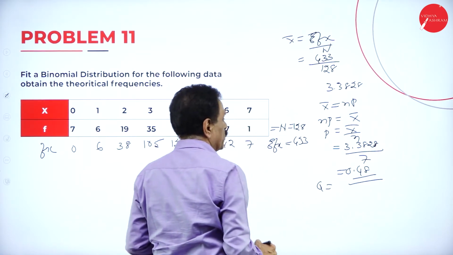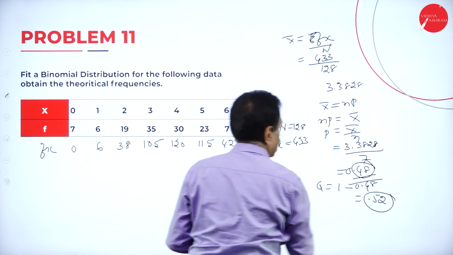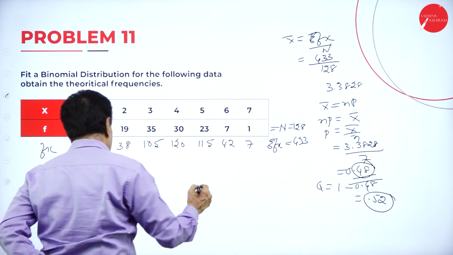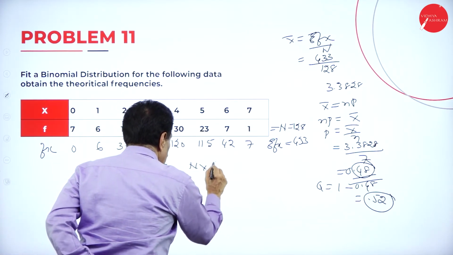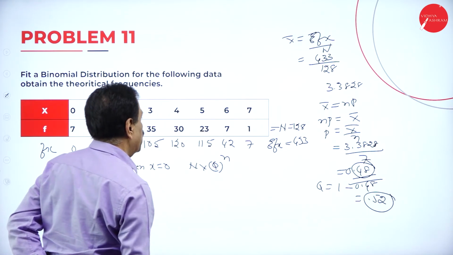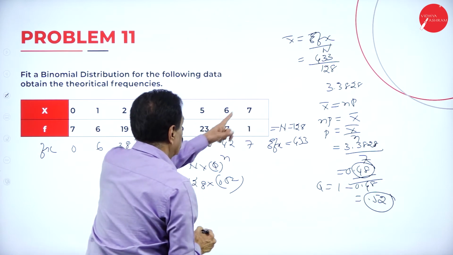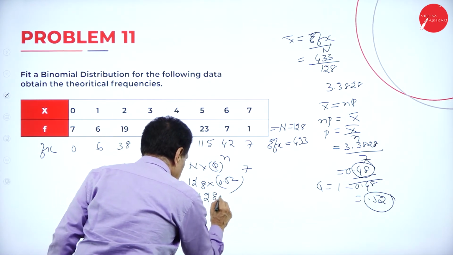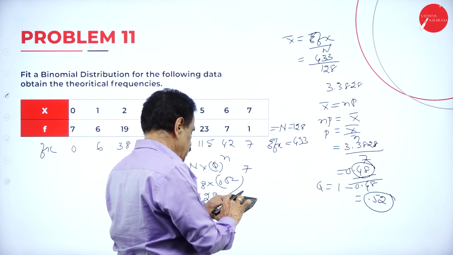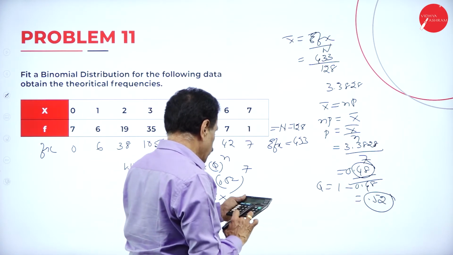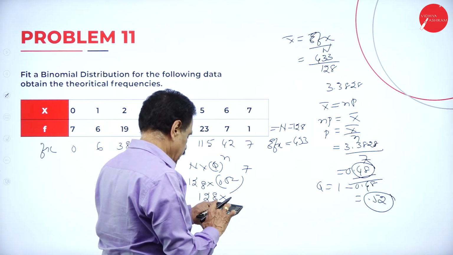Therefore q is equal to 1 minus 0.48, which is 0.52. Then you write here, when x is equal to 0, the formula is n into q to the power of n. What is the total number of frequency? N is 128. What's your q now? 0.52. To the power of n means how many items there are: 7. So 128 into 0.52 to the power of 7, that is 0.52 multiplied by itself 7 times.